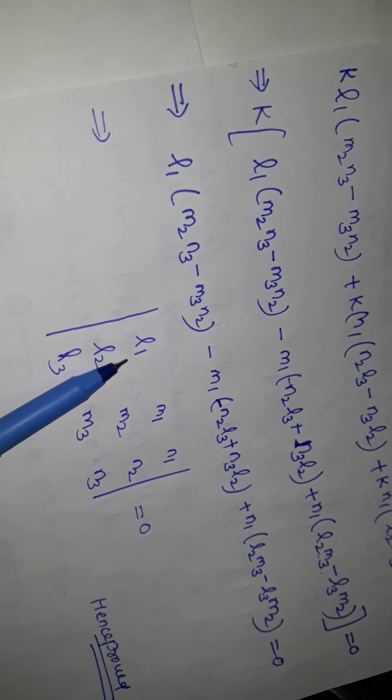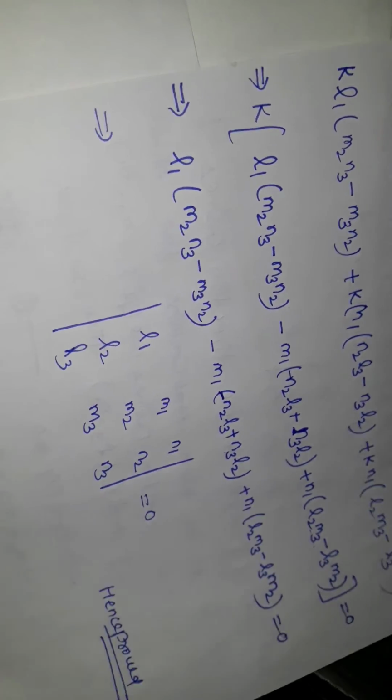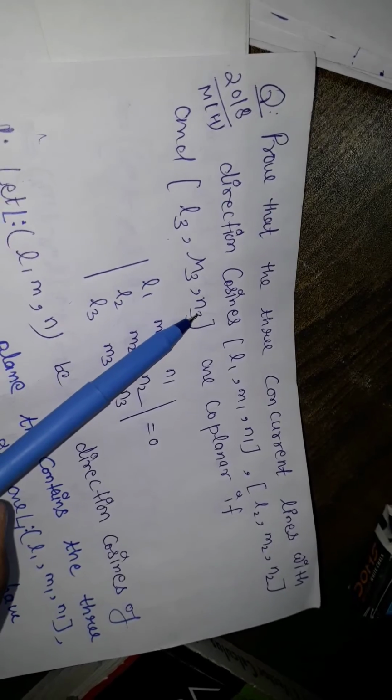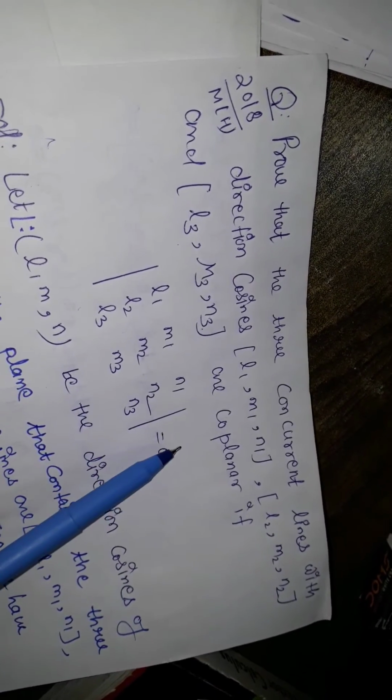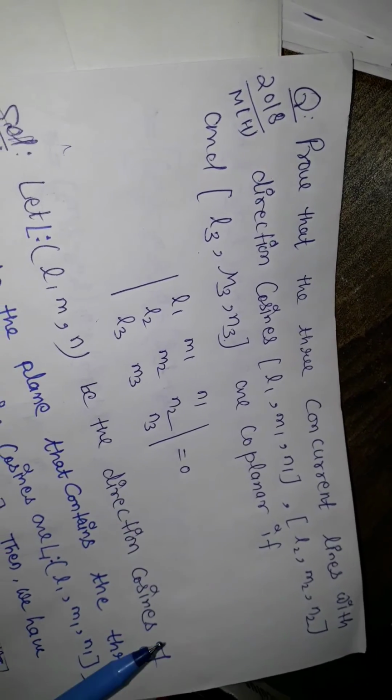So here I have shown that if three lines with direction cosines L1 M1 N1, L2 M2 N2, L3 M3 N3 are coplanar, then this condition will surely hold.